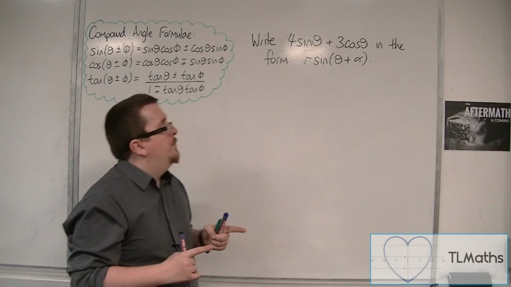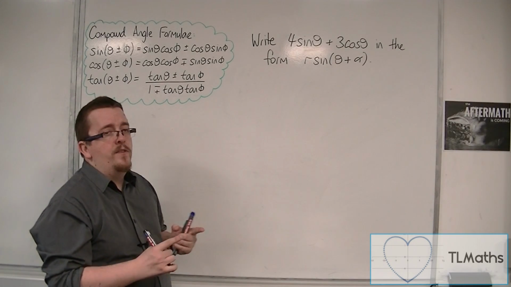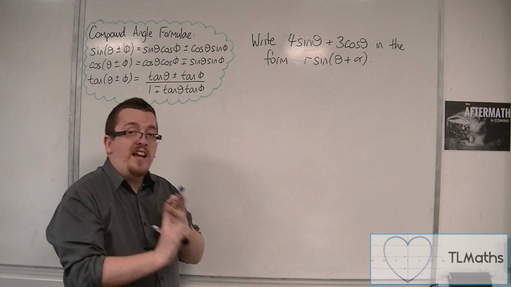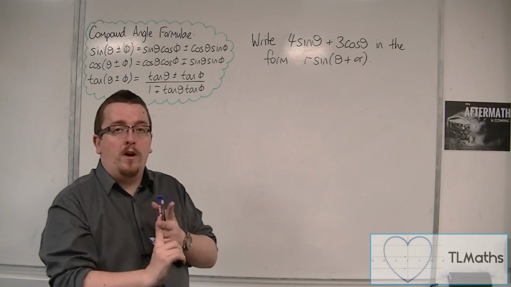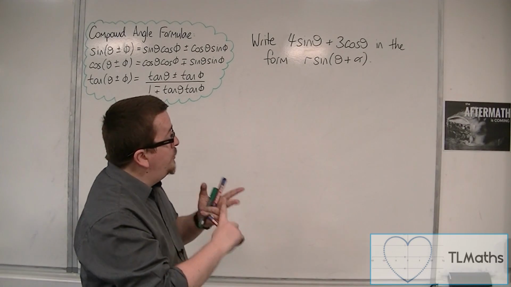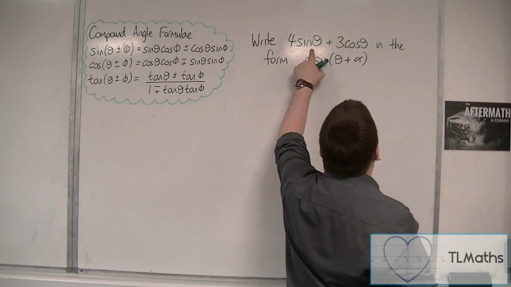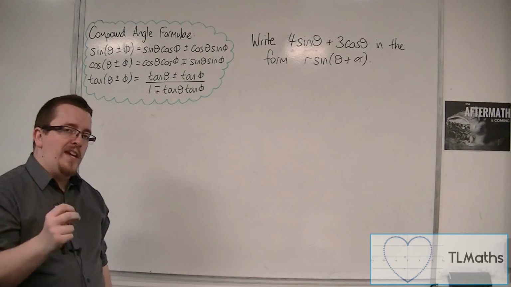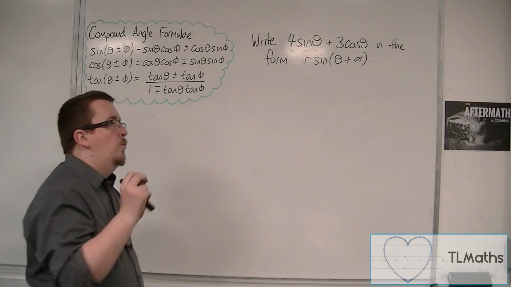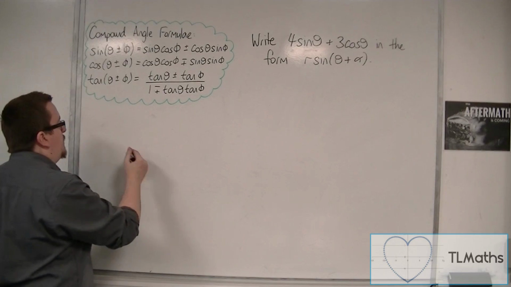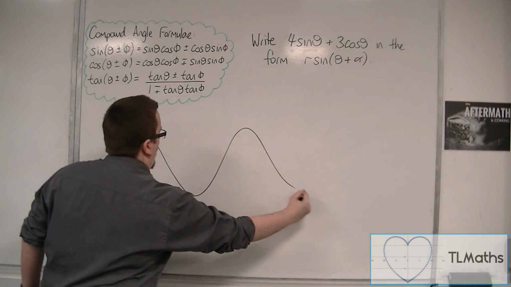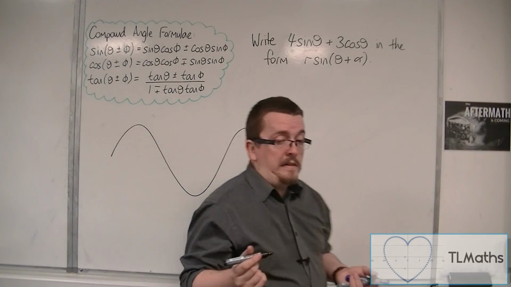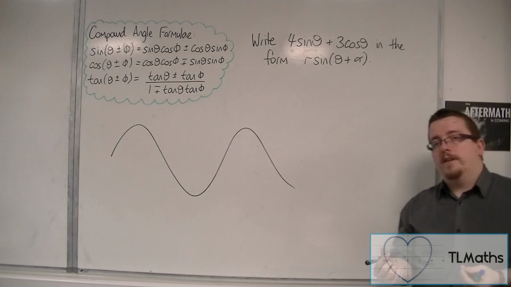what I suggest you do is go on to either Autograph or online there's Desmos, a very useful graphing package, and you type in y equals 4 sine x plus 3 cos x, and you take a look at what that looks like. What you find is the curve you get will look like a sine curve or a cos curve for that matter. But it will look like a sine curve.